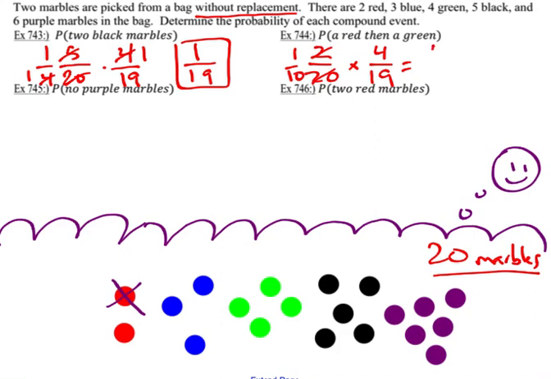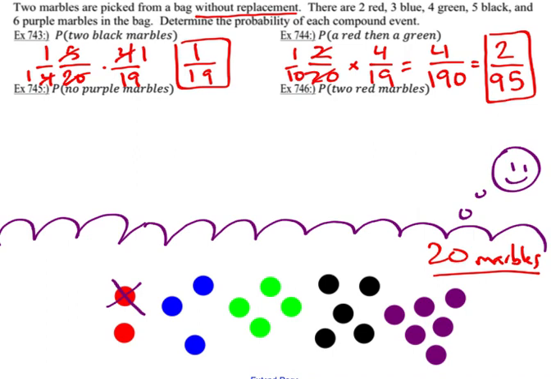Let's go ahead and multiply and then we'll reduce a little bit more. 1 times 4 is 4. 10 times 19 is 190. Let's go ahead and divide top and bottom by 2. And that should be 2 out of 95. There's a 2 out of 95 probability that you can pick a red and then pick a green.